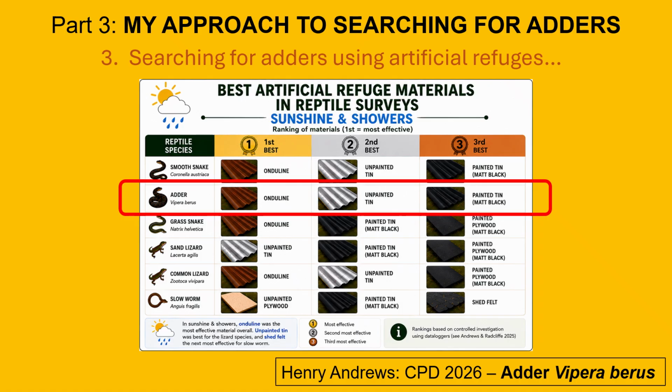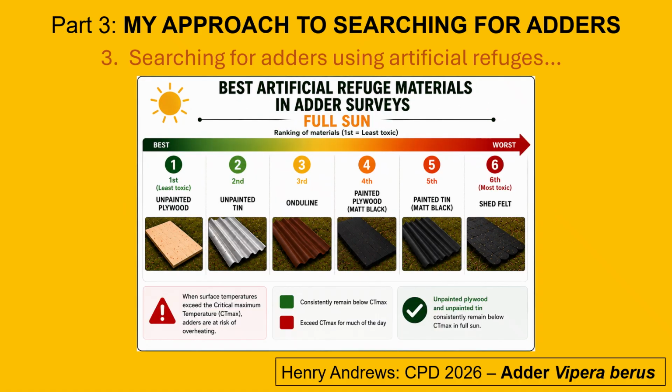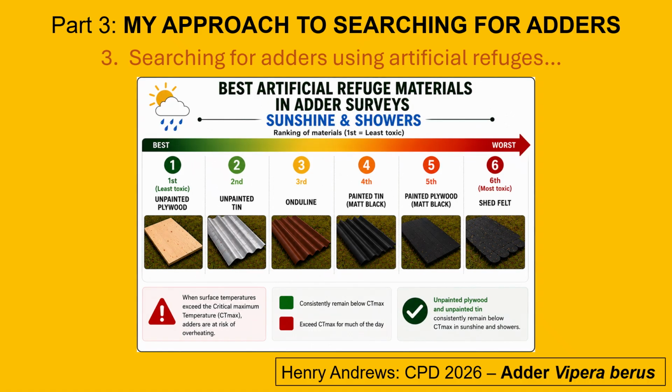So we then looked at the results from the perspective of which material adders would avoid for the greater proportion of the day by virtue of the refuge being too hot. We found that in conditions of full sun, the unpainted plywood and unpainted tin refuges consistently remained below the critical maximum temperature. In sunshine and showers, the ranking was pretty much the same. Although the painted tin and plywood change places, the unpainted ply and tin are still the best, and shed felt is consistently the worst.